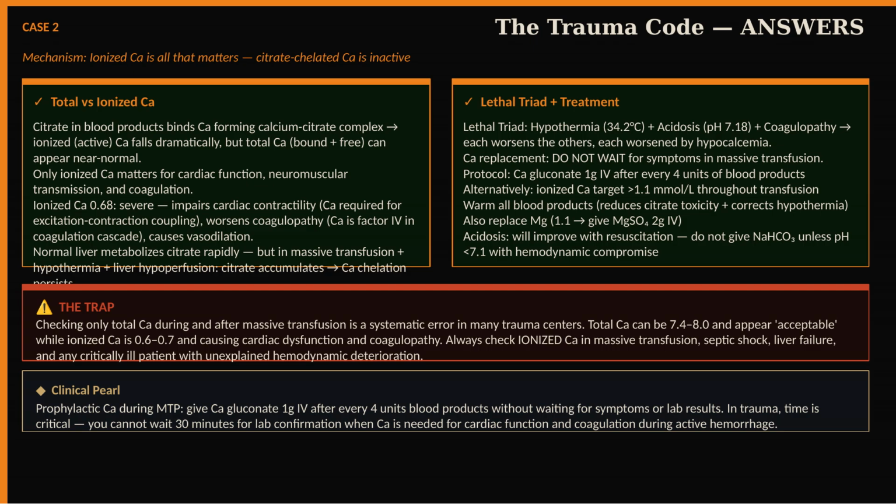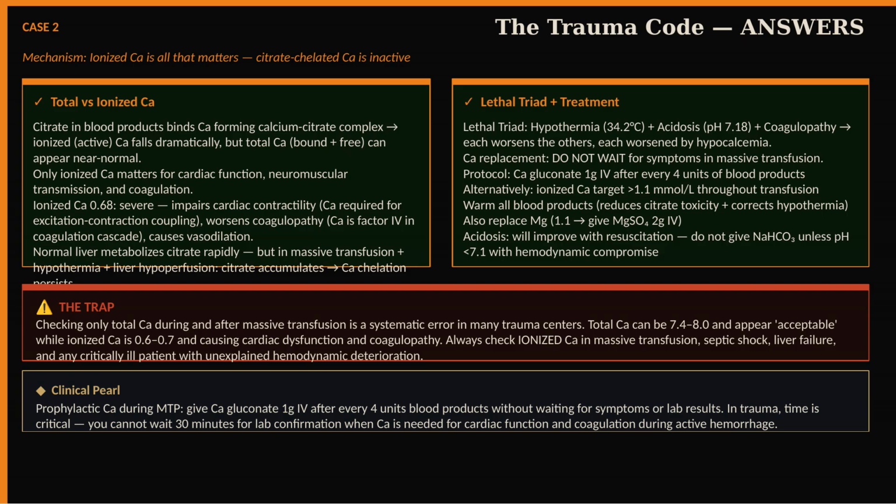So the ionized, the active fraction, plummets, while the total, which counts both bound and free, can look almost normal. And only the ionized matters. At 0.68, it's severe. It impairs cardiac contractility because calcium drives excitation-contraction coupling. It worsens coagulopathy because calcium is literally factor 4 in the clotting cascade.